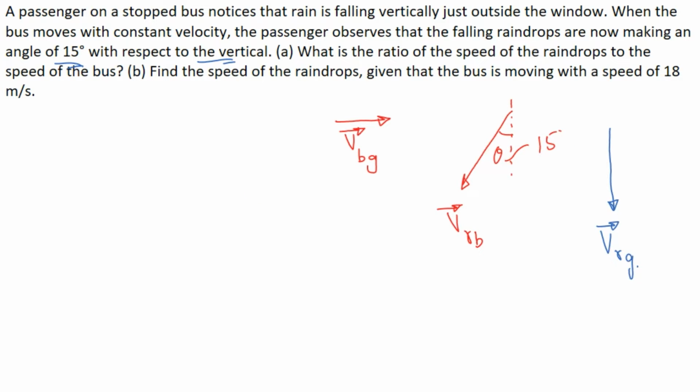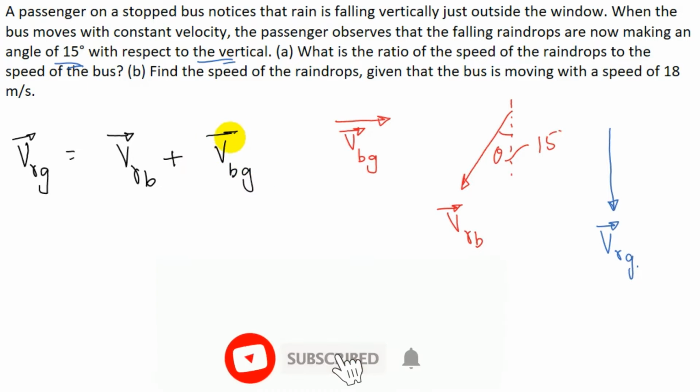Now there are two parts in this question that we need to solve. In the A part, we need to find the ratio of the speed of the raindrop to the speed of the bus. Now, by using the concepts of relative motion, we can write that the velocity of the rain relative to ground equals the sum of the velocity of rain relative to bus plus the velocity of the bus relative to ground.